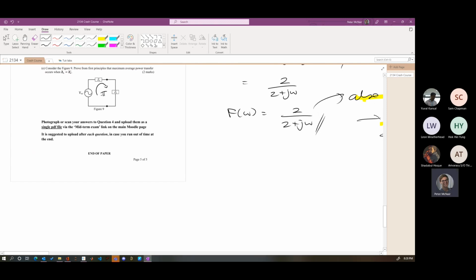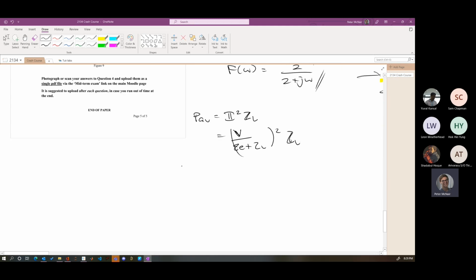Essentially, let's say we have some current I through here. The average power is equal to I squared ZL. We can say this is V divided by ZE plus ZL, squared, times ZL. Now, what we want to do is actually take a derivative here. So we're looking for max. So if we see max, think derivatives.